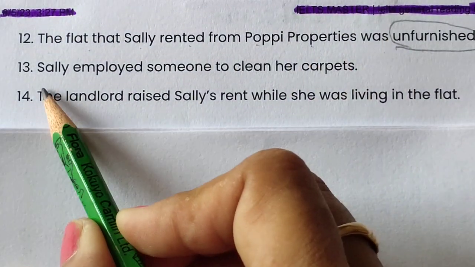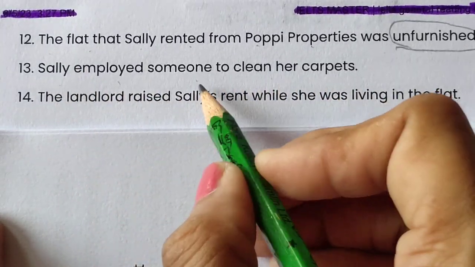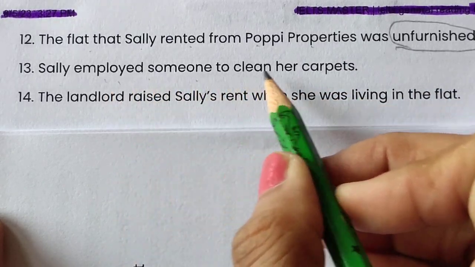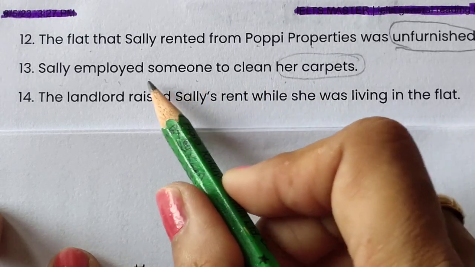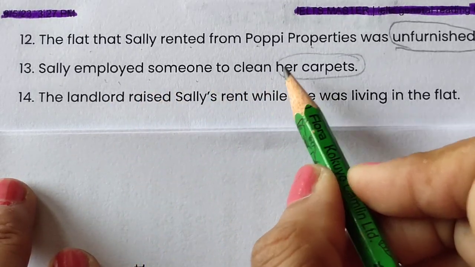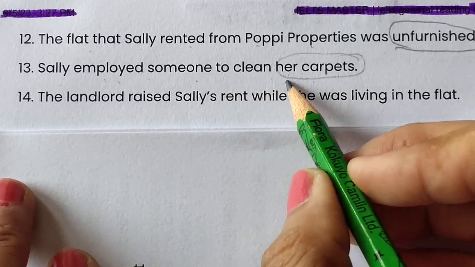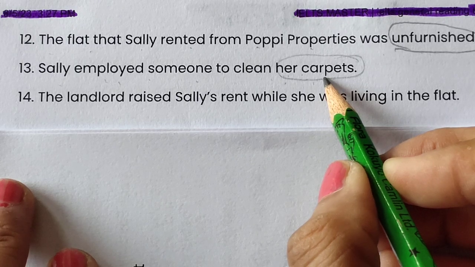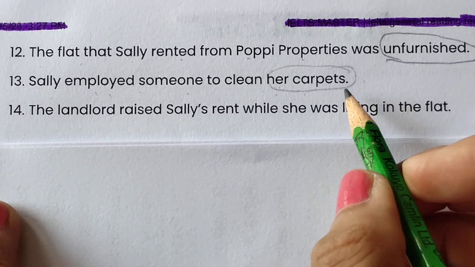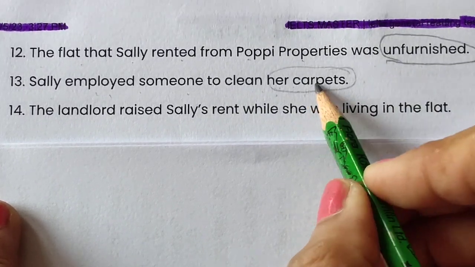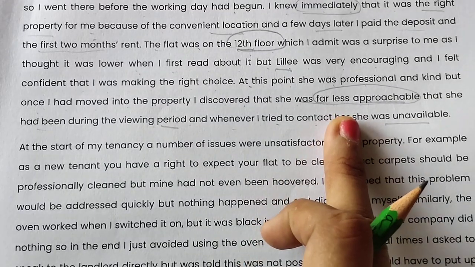So let's read 13th also. Sally employed someone to clear her carpets. Whether she had employed someone to clear her carpets or not, this all depends. If she had employed someone to clean her carpets, then true. If she had not called someone to clean her carpet, then false. And if they are not talking about any carpet cleaning at all, then not given will be there. So furnished and carpet cleaning, we will just look at these two questions. So till here we have read.